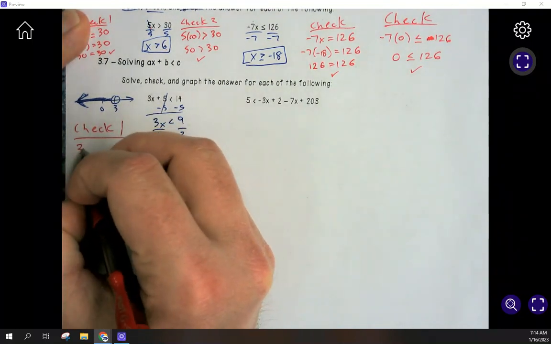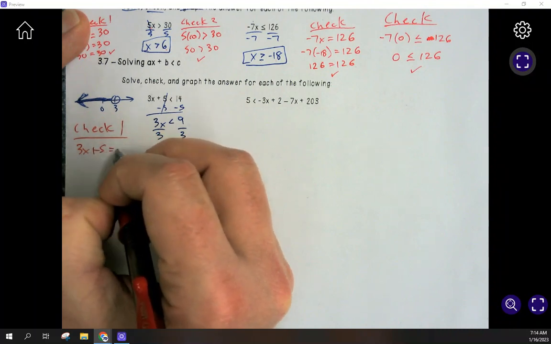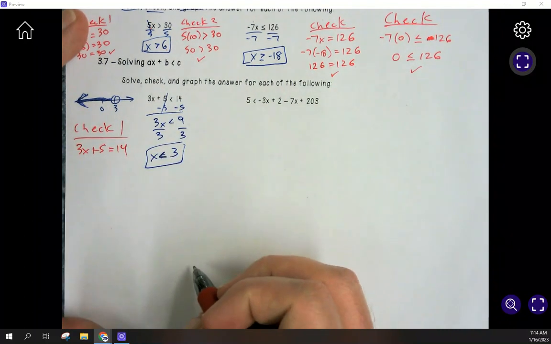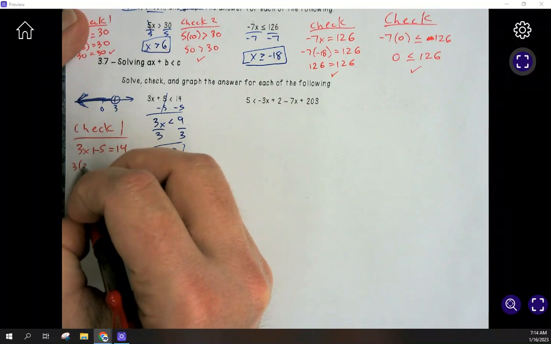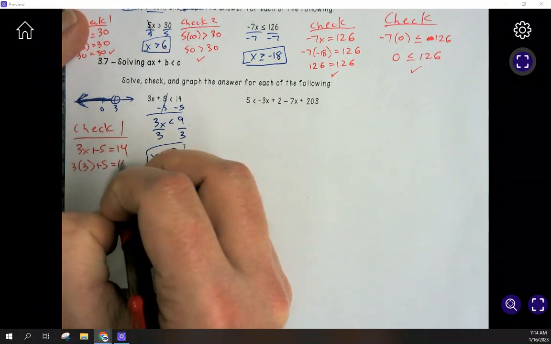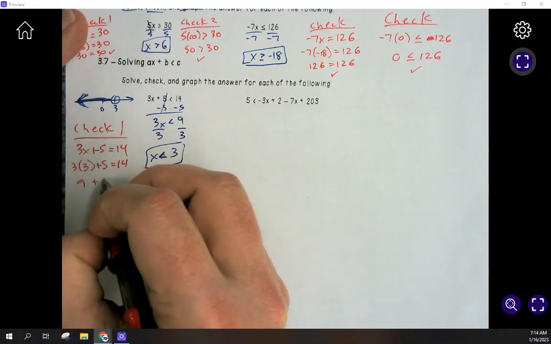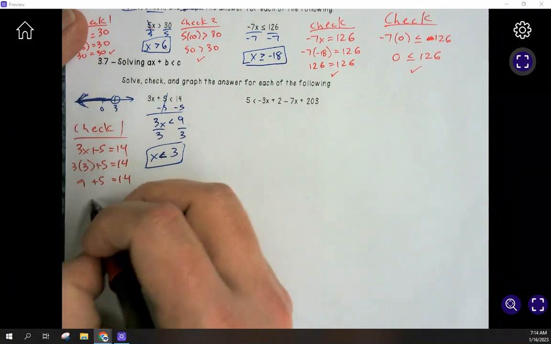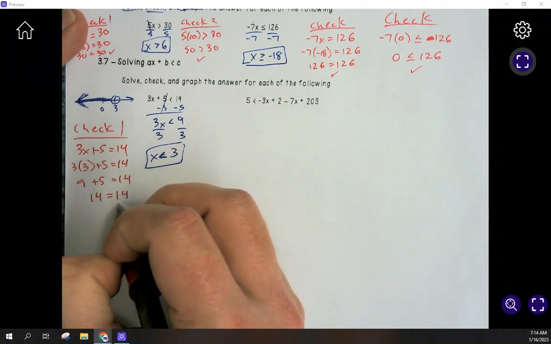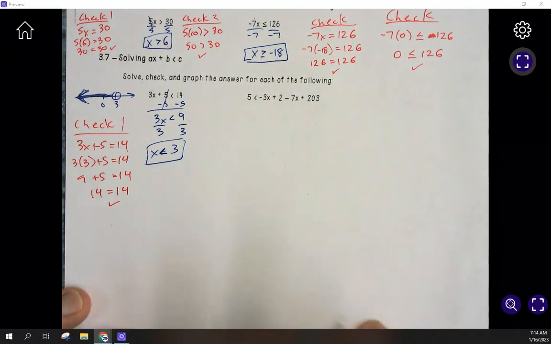rewrite the original with an equal sign, plug in your answer. 3 times 3 is 9. And then 14 equals 14. So 3 is our good endpoint.